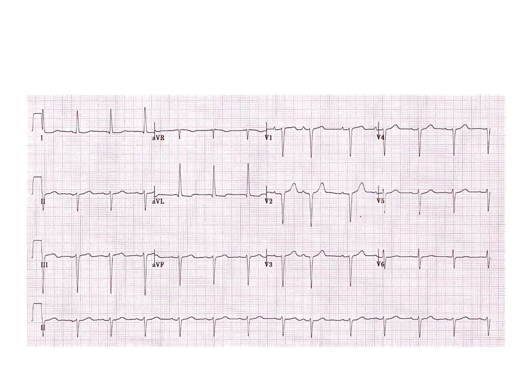How about this one? Lead 1 is positive. Electricity is going leftwards. AVL is positive while 2 is negative. So electricity is going strongly left and up. We confirmed that by looking at lead AVF, which is wholly negative, and lead 3, which is even more negative. So we do know that this is going quite a bit upwards. So this is a left axis deviation.